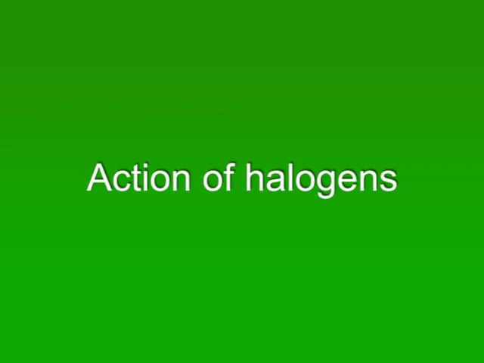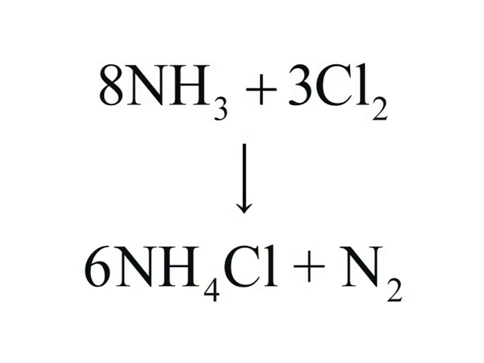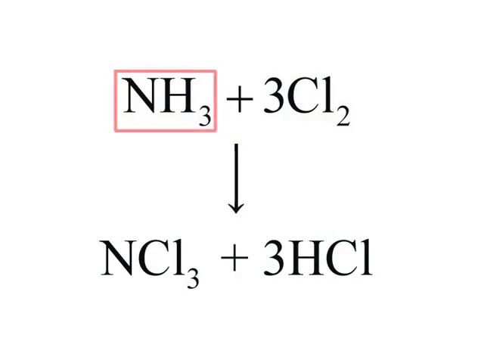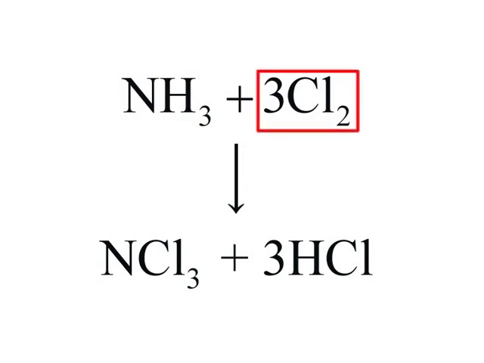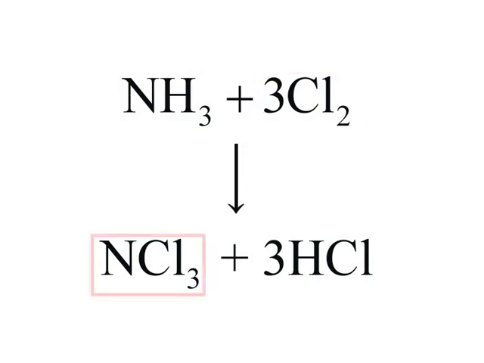Let us now learn about action of halogens. Halogens react with ammonia in many ways. Let us learn about its action. With excess ammonia, chlorine reacts with excess of ammonia to form ammonium chloride and nitrogen. With excess chlorine, ammonia reacts with excess of chlorine to form nitrogen trichloride.